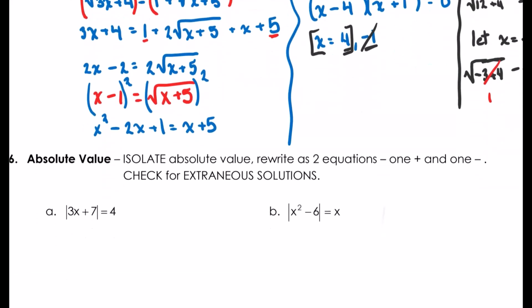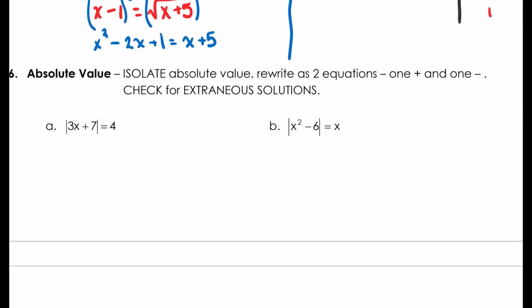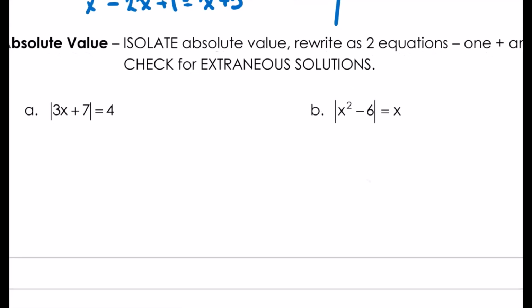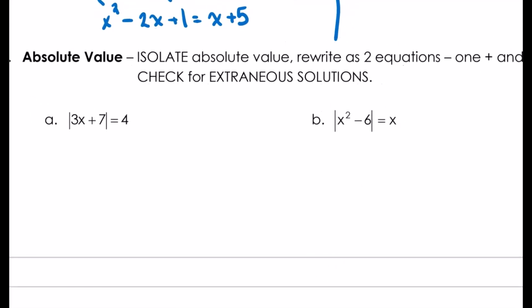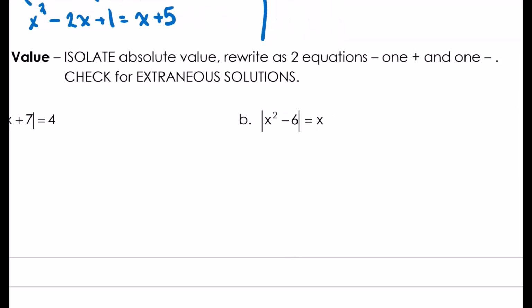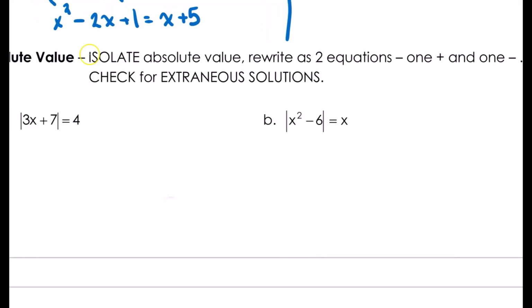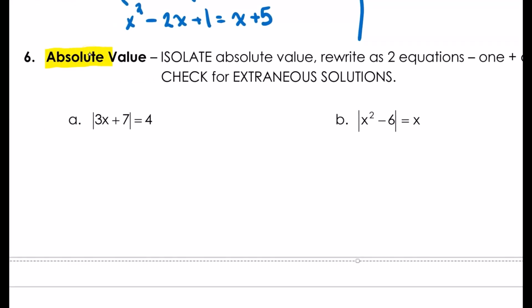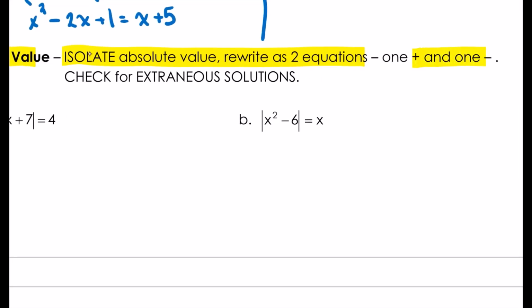All right, the last kind of equation that we're going to look at today is the absolute value type. And remember, when we're dealing with absolute values, we have to isolate the absolute value, and then you rewrite as two equations, one positive and one negative, and then you check for the extraneous solutions. When you rewrite the absolute value as two equations, that's when you drop the bars. So the absolute value bars get dropped when you do the two cases.